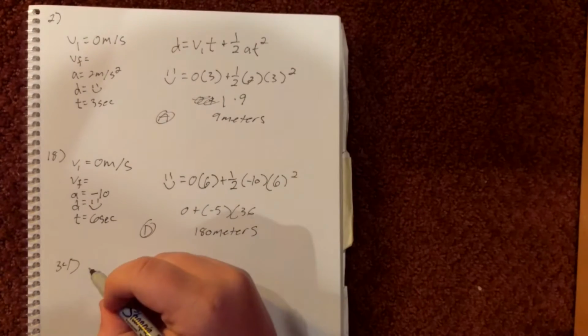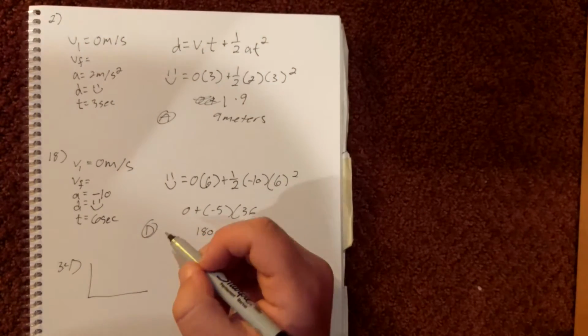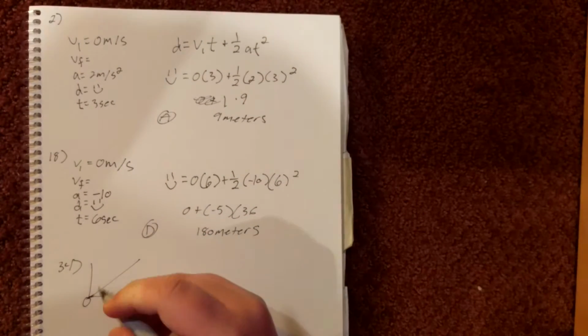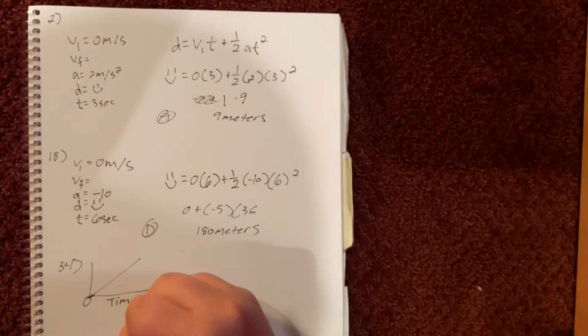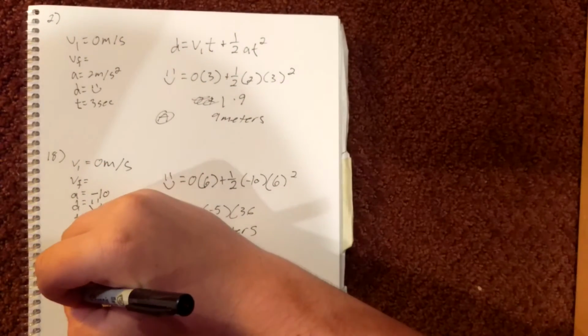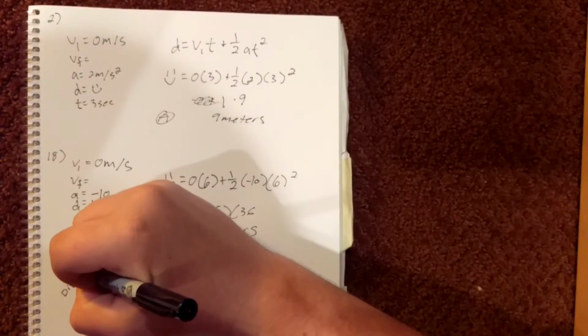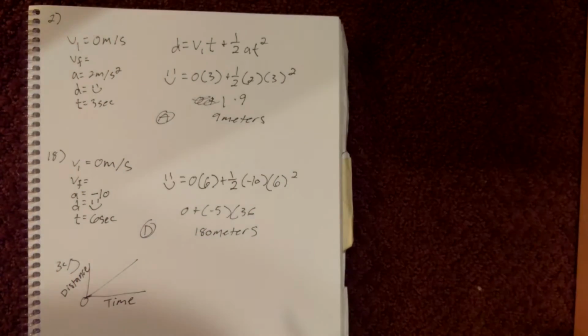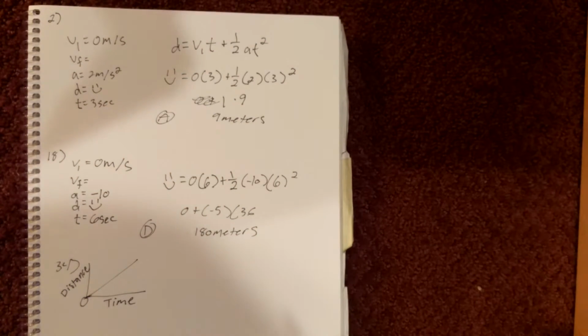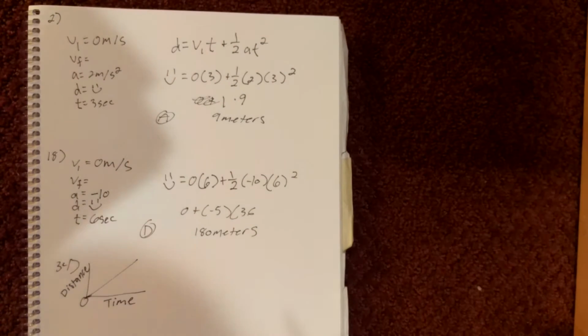Last question is 34. You have a graph that's given to you that looks like this, with time and distance. It's multiple choice with 5 options. You have to pick which one says the best for this graph.